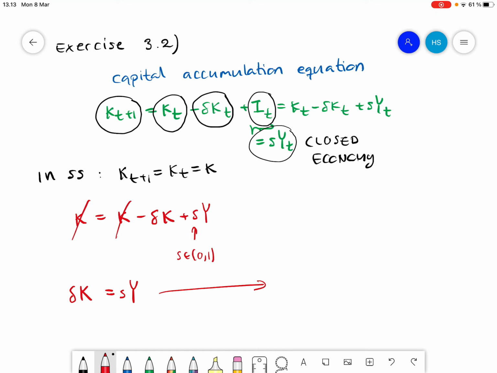And if we want the steady state condition in per worker terms, we simply divide by the population size or the number of workers. So in this exercise, we assume that the population size is also equal to the number of workers. In other words, we do not assume any unemployment. So the steady state condition in per worker terms would be delta K over N is equal to the savings rate times Y over N.